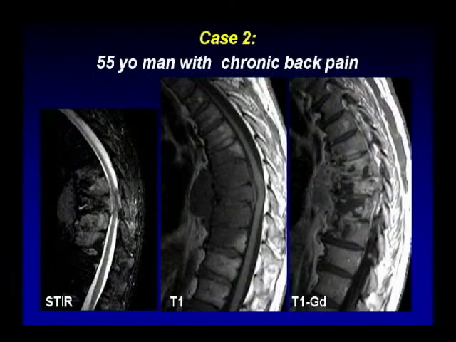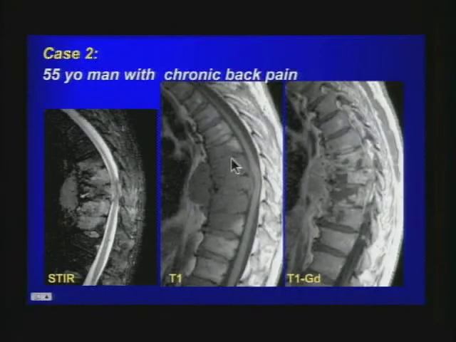joint. Case number 2 is a 55-year-old man with chronic back pain, and you see this lesion located in the vertebral bodies in the thoracic spine. It's covering several vertebral bodies, and it has a relatively large soft tissue mass located anteriorly. So keep in mind, these findings could be both infections or the differential diagnosis of infection.